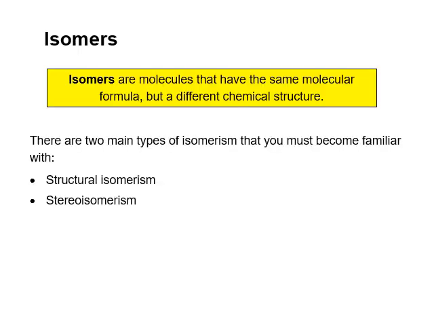So to start with, the yellow box definition: isomers. These are molecules that have the same molecular formula but a different chemical structure. So they'll have the same number of each type of atom, but they're arranged differently, bonded differently, or differently in space. There are two main types of isomerism that we've got to become familiar with. They are structural isomerism and stereoisomerism.